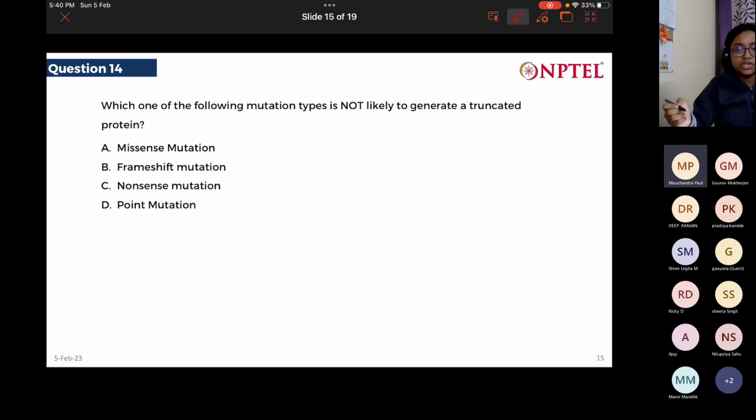Then there is frame shift mutation, right? In frame shift mutation, as I told you, what is happening. Then missense mutation, and then lastly there is point mutation. So which one of these would you think is not likely to generate a truncated protein? Point mutation is just a permanent change in a base pair in the DNA sequence.